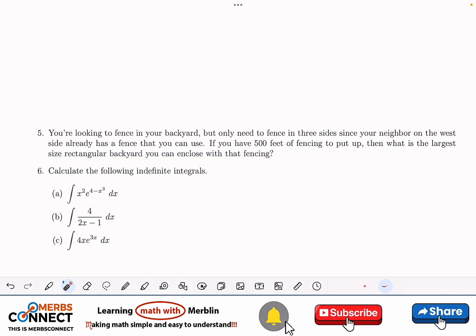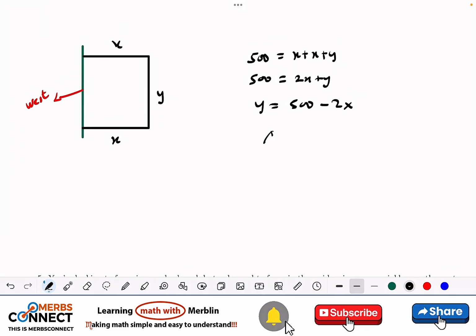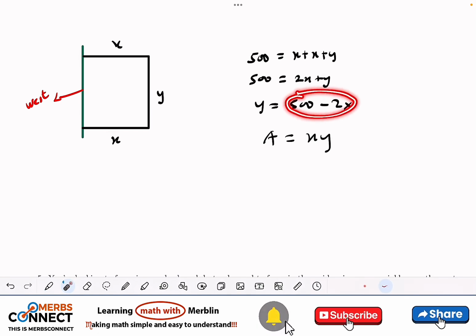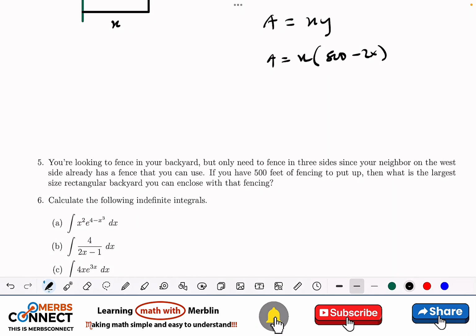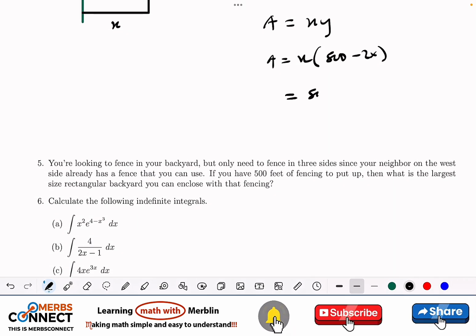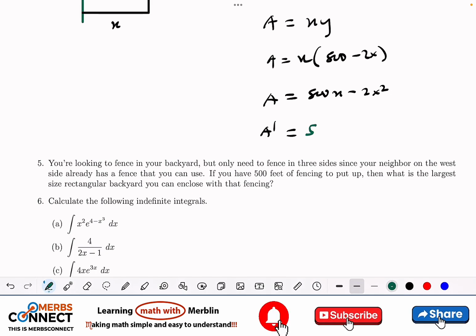Okay, so let's find the area associated to this. Let's assume that the area for this one is xy, right? Then we know y to be equal to this, so let's plug in y here. So A is equal to x times 500 minus 2x. Good. So let's multiply through and we have 500x minus 2x squared. Now, since we want to look at the largest size, then we need to differentiate the area. So A prime will be equal to 500 minus 4x.